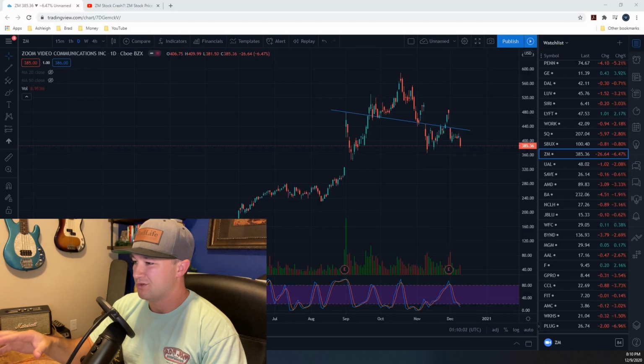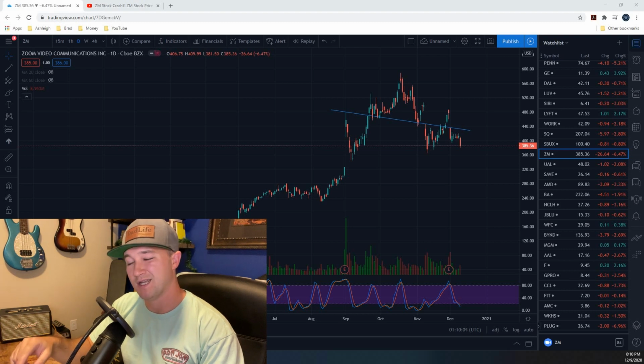So let's jump into this chart. Okay, so I got Zoom's chart pulled up in TradingView.